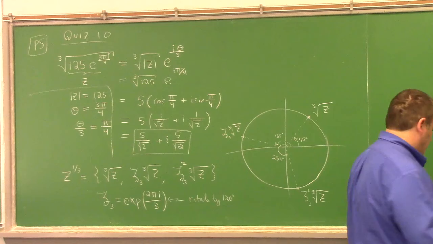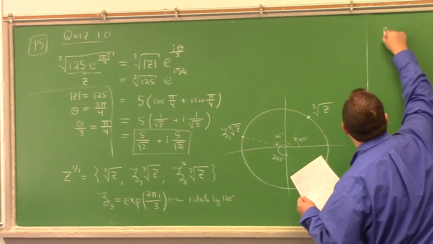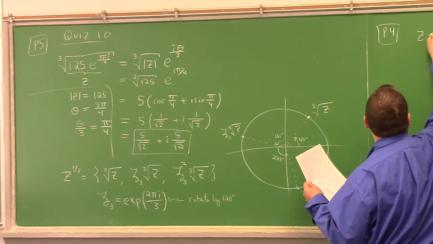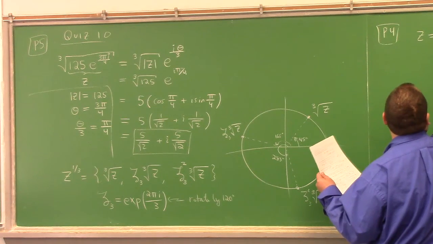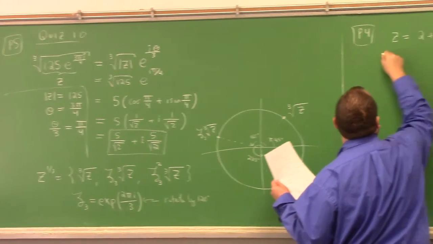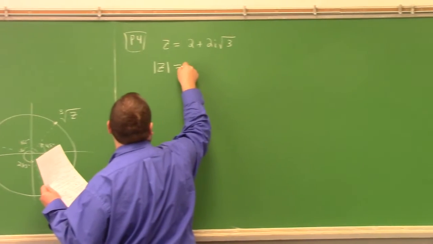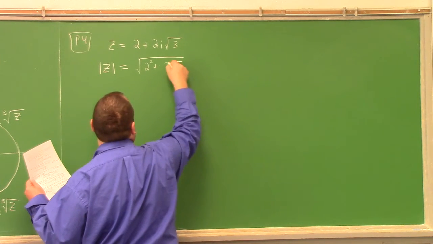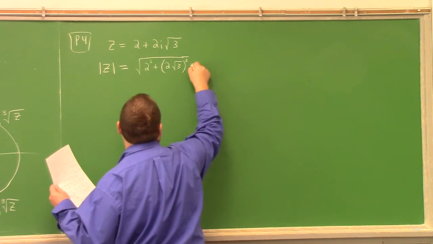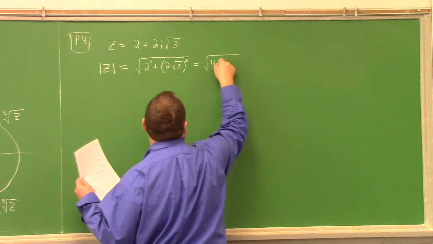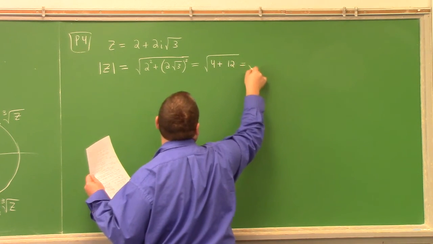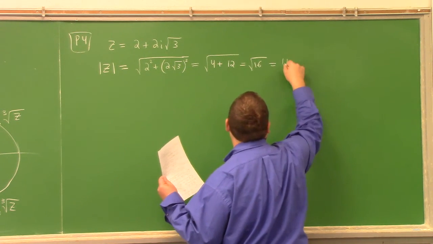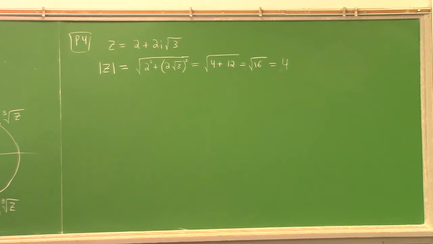Problem 4. I said find the polar form of the complex number z equals 2 plus 2i root 3, right? So polar form. I need to find the modulus of z, the length of z, which is what? The square root of 2 squared plus 2 root 3 squared, which is the square root of 4 plus 3 times 4, which is 12, square root of 16. So the length of z is 4. You guys get that?